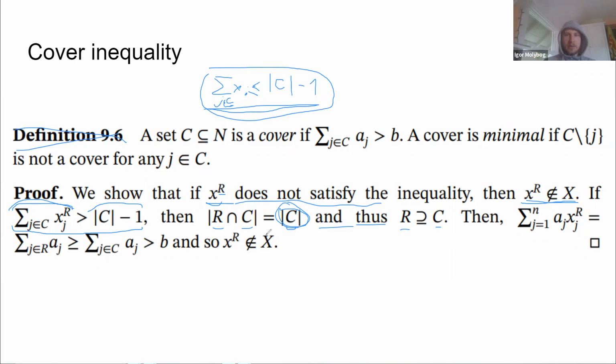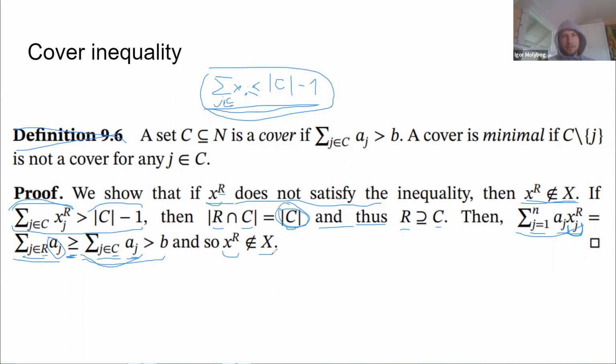we can just write down that the summation over all j's of aj xjr is equal to the summation over all j's in R of aj, just because our xjr is a binary number, which is greater than or equal to the summation over all j's in C of aj, just because C is a subset of R. Therefore, this inequality holds, which by assumption is greater than b, just by the definition of a cover, and therefore xR cannot belong to the set capital X.